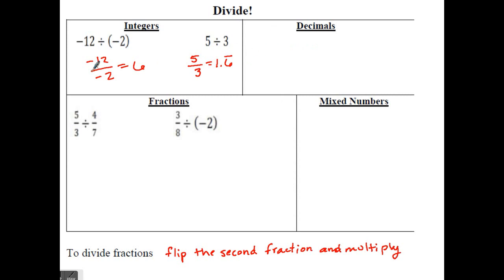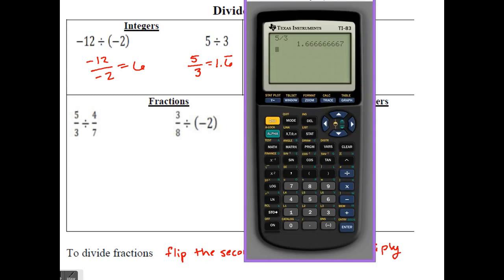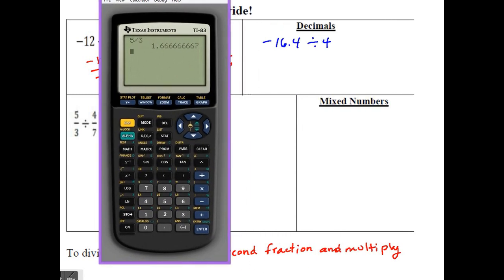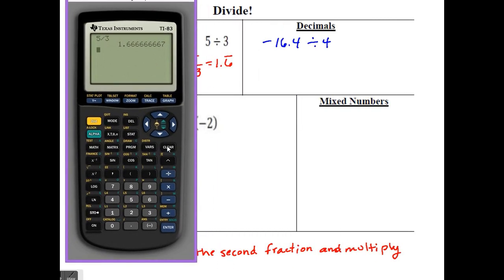For a decimal, negative 16.4 divided by 4. I'm going to need the calculator for this. So I'm going to put parentheses, negative 16.4, and divide that by 4. I get negative 4.1.